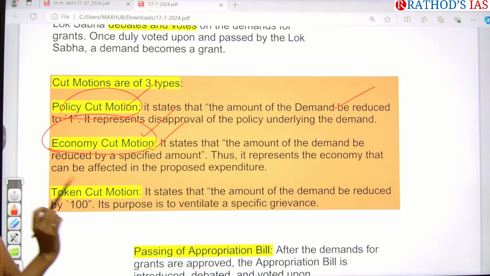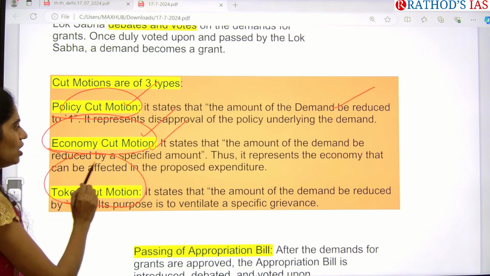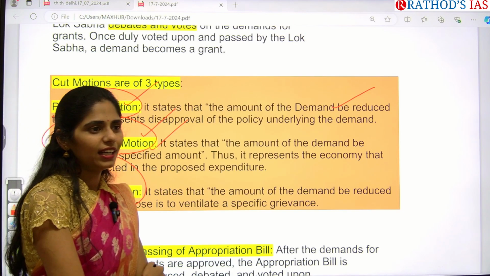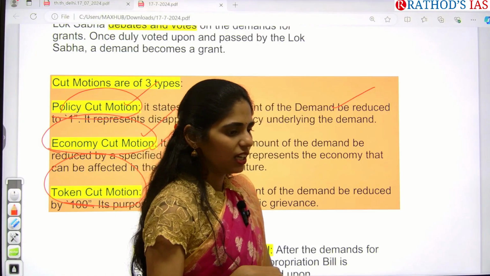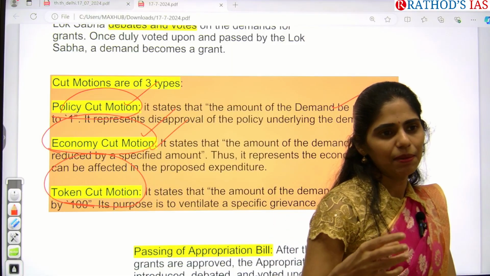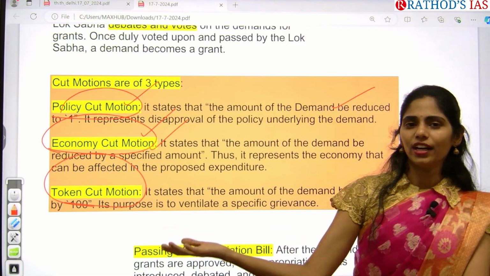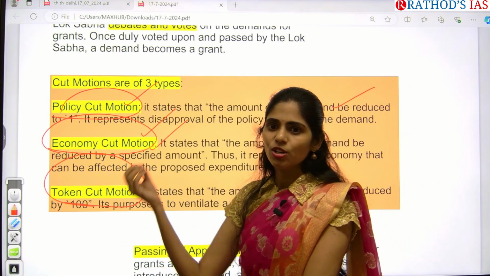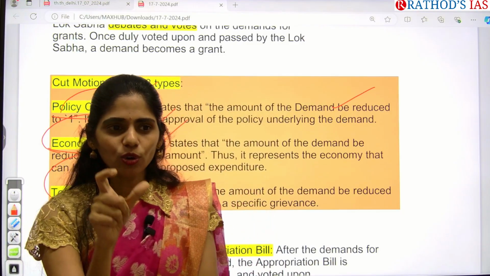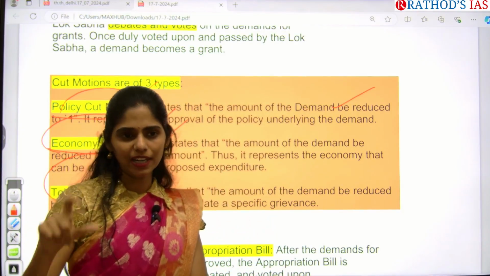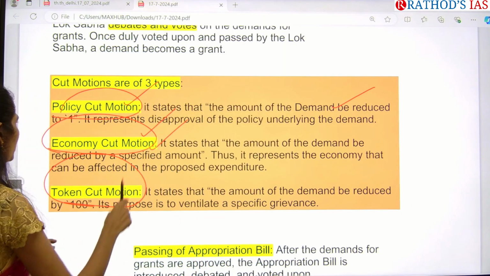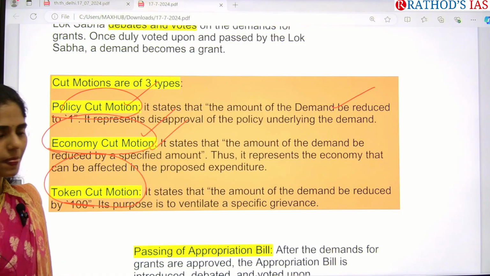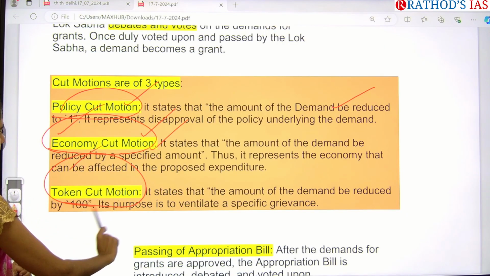Clear? And the next one is the token cut motion. This token cut motion is not like the policy cut motion or economy cut motion. But if there is any debate which went in a wrong way, it will be like a token, and only 100 rupees will be cut from that amount. That is called the token cut motion. It is just about grievance. So these are the 3 motions that will be passed.